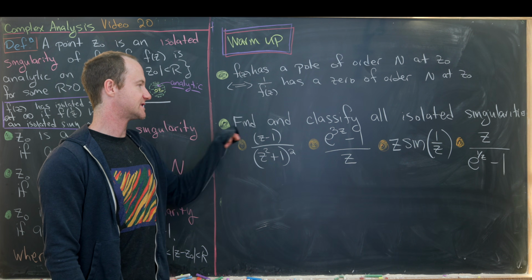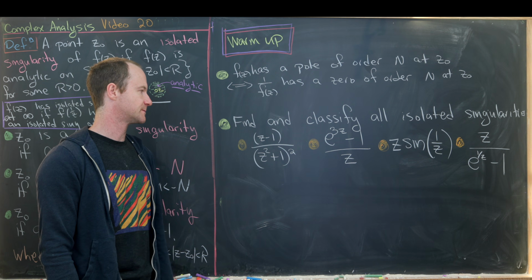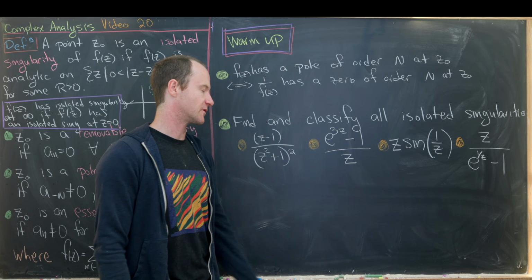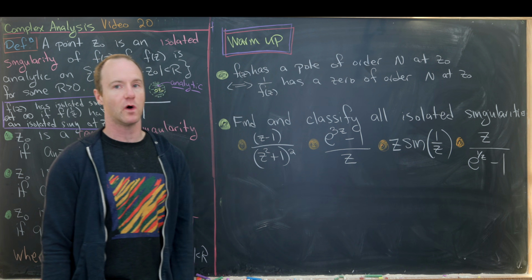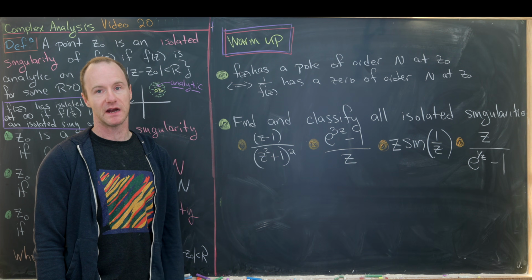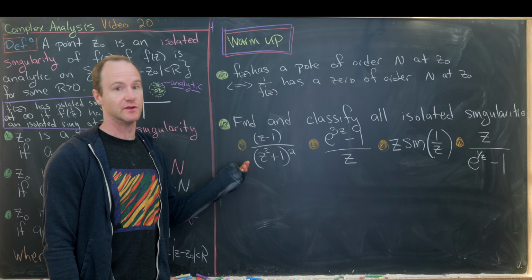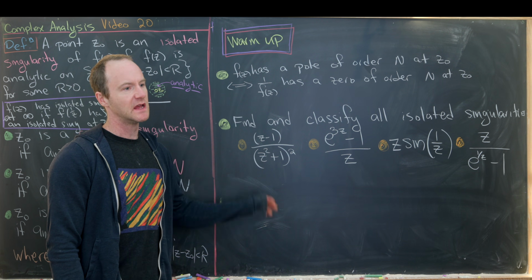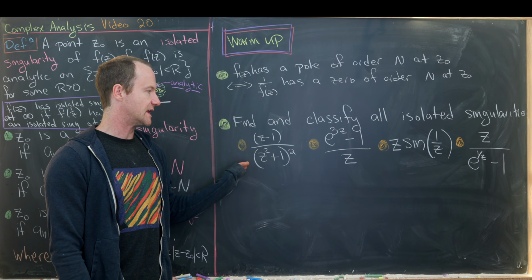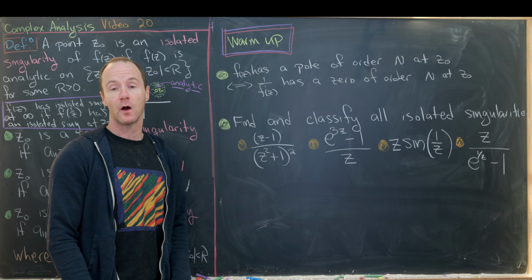And then the second is to find and classify all of the isolated singularities of these 4 functions. So we have (z minus 1) over (z squared plus 1) squared, e to the (3z minus 1) over z, z times sine of 1 over z, and finally z over (e to the 1 over z minus 1). And recall that we've got more machinery than we did when we did those first examples at the beginning of the video. In fact, if we have singularities that are poles, we can easily describe their order by one of those theorems that we had before. Okay, that's a good place to stop.